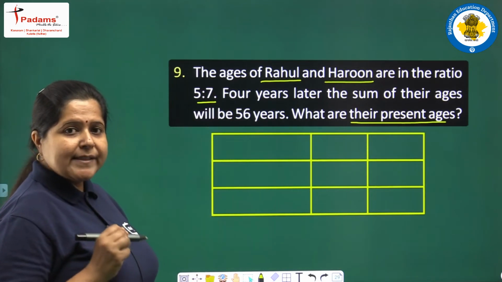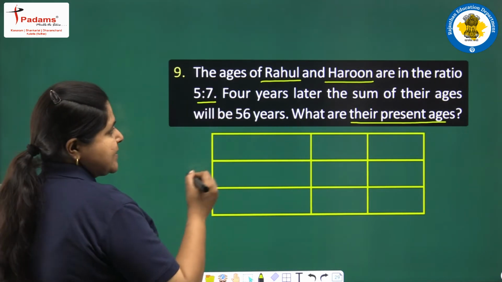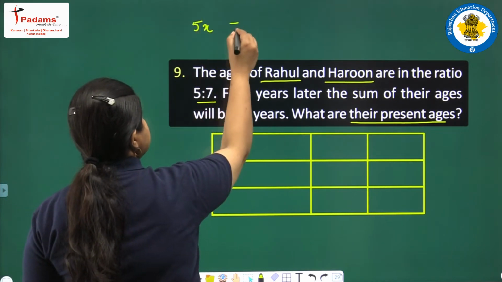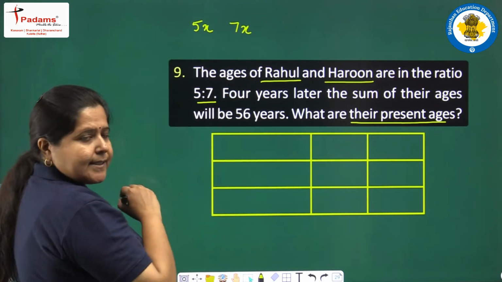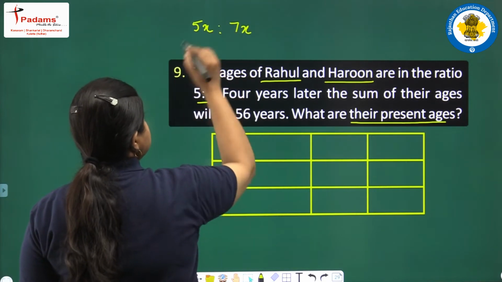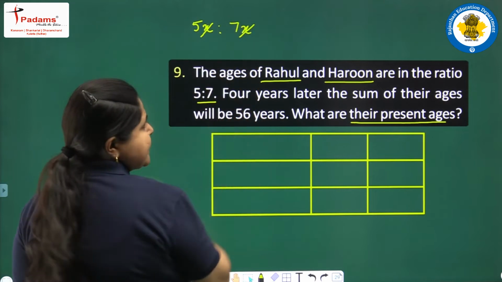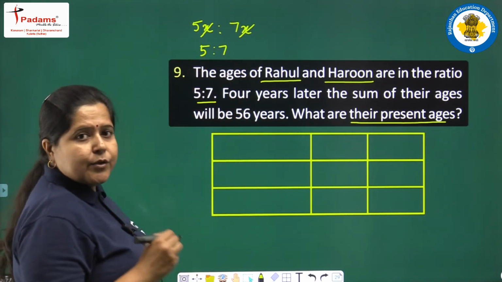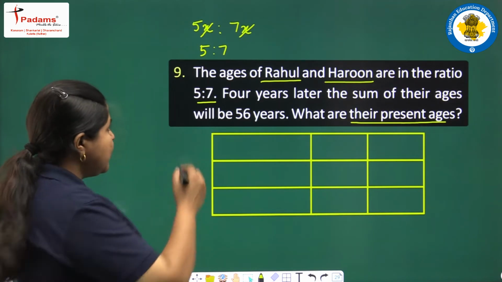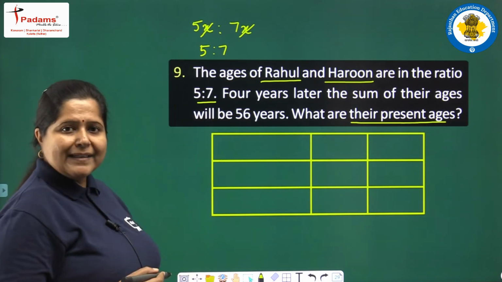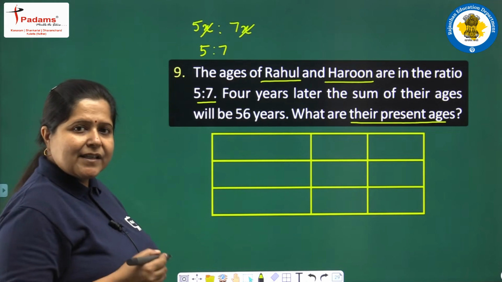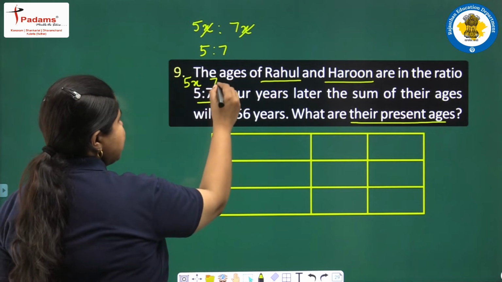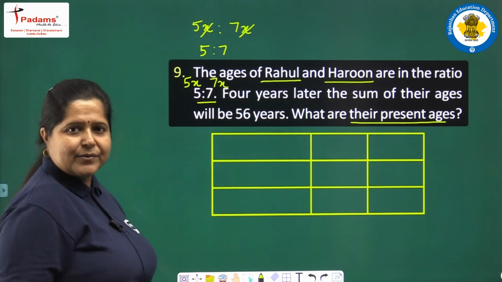A ratio always helps us to assume the present age. We can simply assume it to be 5x and 7x. How can we do this? Because now if I take the ratio, we can easily cancel this x and we are left with 5:7. So we can multiply both the parts of the ratio by a number, say x, and assume 5x to be the present age of Rahul and 7x to be the present age of Haroon.